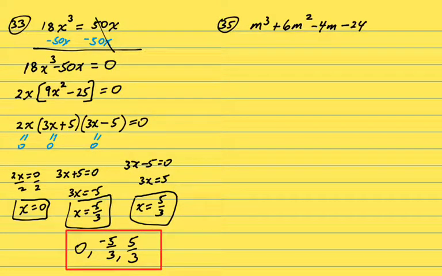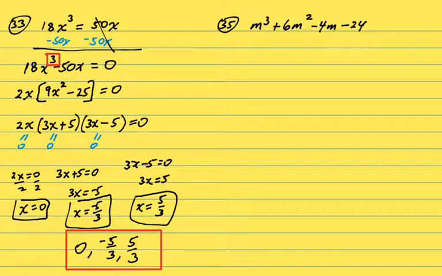Notice the number of solutions, the maximum number of solutions corresponds to the degree of the polynomial. Excuse me, because the highest power is 3, that means there's at most 3 solutions. And in this case, there are 3.